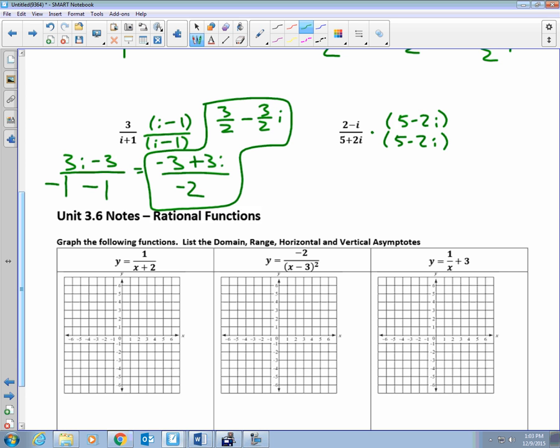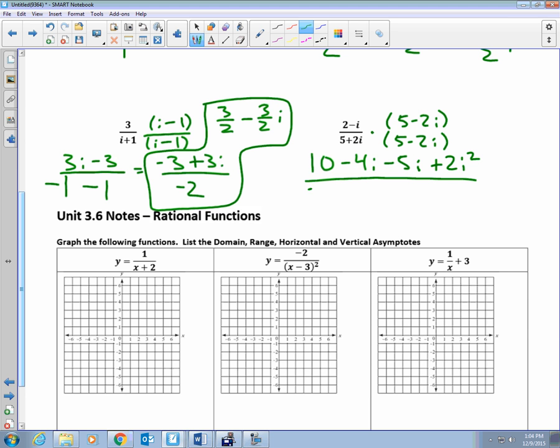All right. 2 times 5 is 10. 2 times -2i is -4i. Negative i times 5 is -5i. Negative i times -2i is positive 2i squared. I'll often write the i squared just to make sure I don't make a mistake. A lot of people sometimes in this portion, they might write a minus 2i squared or something. Helps me from making mistakes.